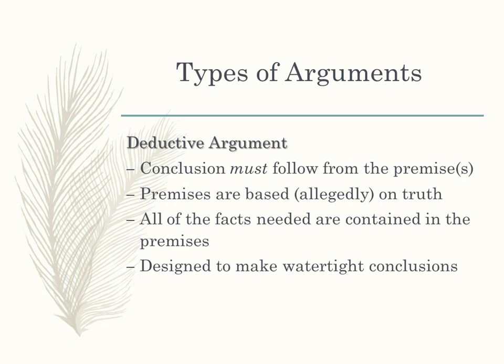So, premises in this type of argument are allegedly based on truth, or at least they try to be, unless somebody's trying to deceive you. All of the facts needed are contained in the premises, so you take it exactly as the premises are written, and you don't need to go get any other information or smuggle in any information in any other way. You just read the argument, you're limited by the confines of the argument, and then it's designed to make watertight conclusions. It has to be true. If this and this is true, then it has to be true.